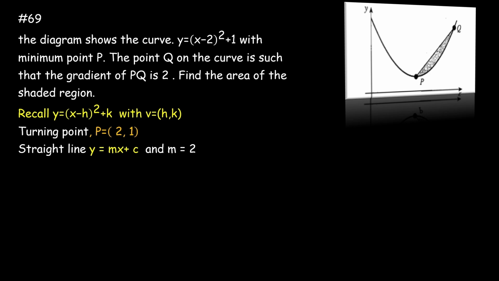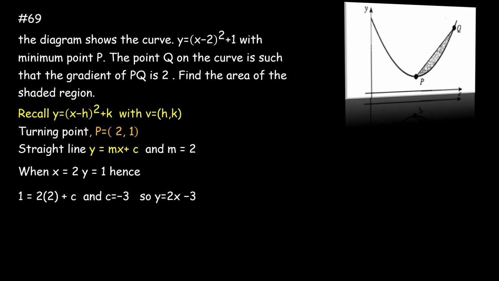So when x is 2, y is 1. Hence, we substitute these three values. We'll have 1 equal to 2 times 2 plus c, and hence c is minus 3. So then we get our equation of the straight line, y equal to 2x minus 3.